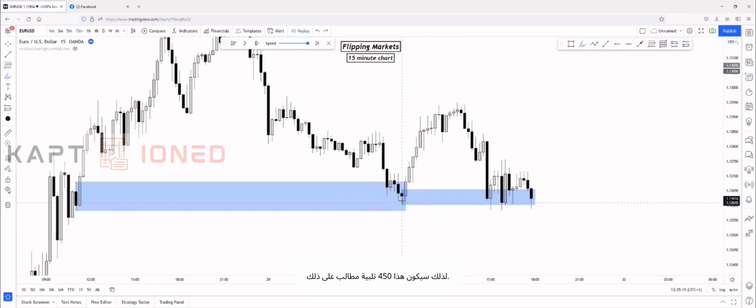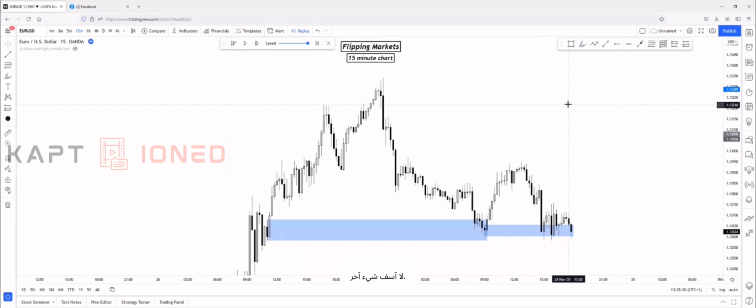So this will be our 15-minute demand zone that we are looking for. And we are looking for an entry example, for example, a change of character, a flip, or a cancellation inside of this demand zone. Okay, let's switch to the 1 minute. One more thing. So the expectational order flow is bullish, right?